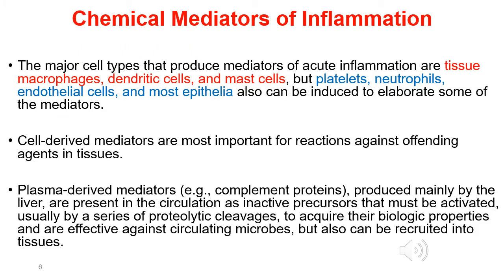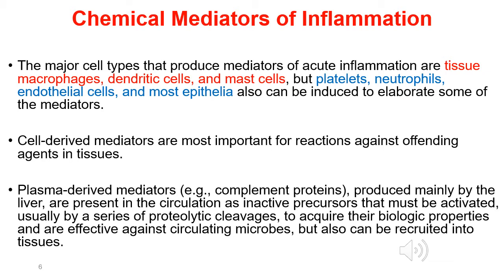The major cell types that produce mediators of acute inflammation are tissue macrophages, dendritic cells, and mast cells. But platelets, neutrophils, endothelial cells, and most epithelia also can be induced to elaborate some of these mediators. So the main sources of these mediators in acute inflammation are the macrophages, mast cells, and dendritic cells, but platelets, endothelial cells, and neutrophils also can be induced to release these chemical mediators. The cell-derived mediators are most important for reactions against offending agents in tissues, as we will see later.